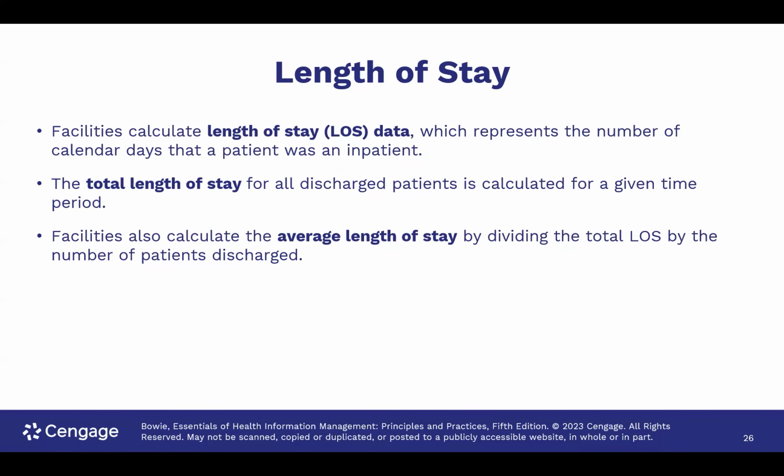The length of stay is how long patients stay in. The total length of stay is calculated for a beginning time period. This could be the total number of patient days, what have you. We also calculate the average length of stay. So in other words, if we take the total length of stay for all patients who are discharged and divide it by the number of patients who are actually discharged, we'll come up with an average. This could be an average length of stay of 3 days, 5 days, what have you.